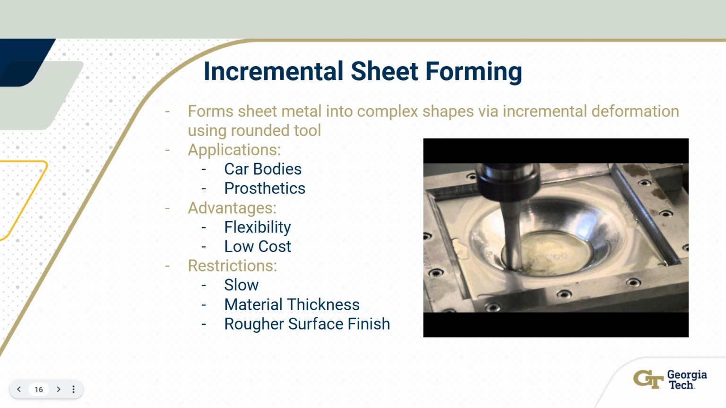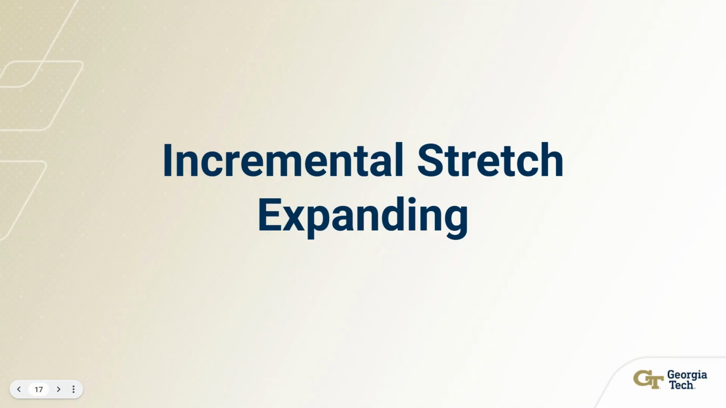The restrictions are that it's slower. It needs specific material thicknesses. Obviously, if it's too thick, it's not going to be able to properly deform it. And then also, since this isn't anything fancy, it's going to be a much rougher surface finish. So if surface finish is something you're concerned about, like a customer-facing body, then maybe you don't want to use incremental sheet forming. But if it's something internal and purely structural, then this could definitely be used.